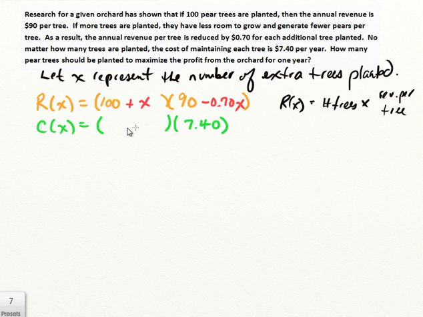So here we're going to put the number of trees, and this is the cost associated with those trees. The number of trees, we just copy this equation right from above. It's 100, and then the variable is plus x. Okay. Well, we're ready to move on to the profit equation.